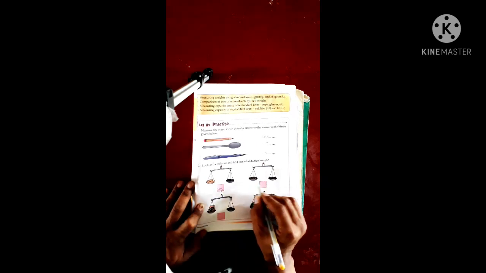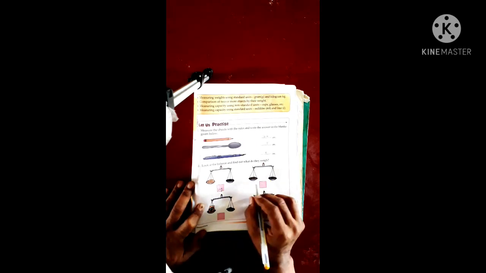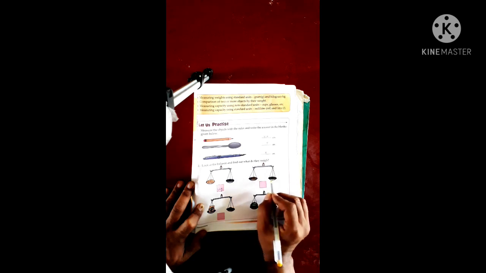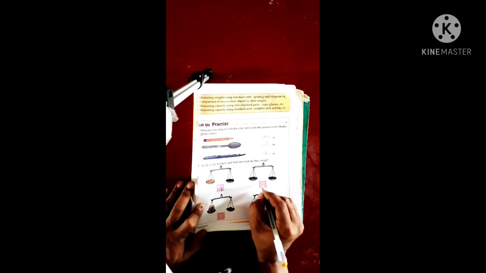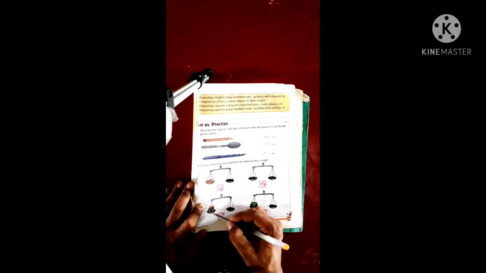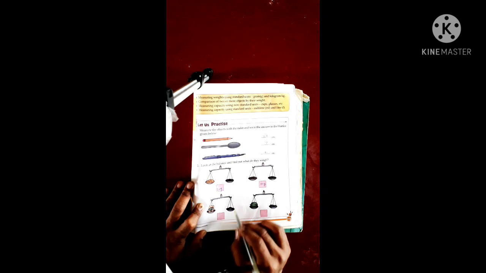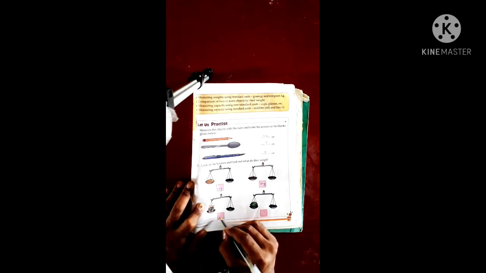Then here see, in one pan some objects are there, and here weights are there, 100 gram and 50 gram. So 100 gram and 50 gram makes 150 grams. Then next, here one atta packet is there and here the weight is there. See the weight, 5 kg. So the weight of this atta packet is 5 kg. So write here 5 kilogram.